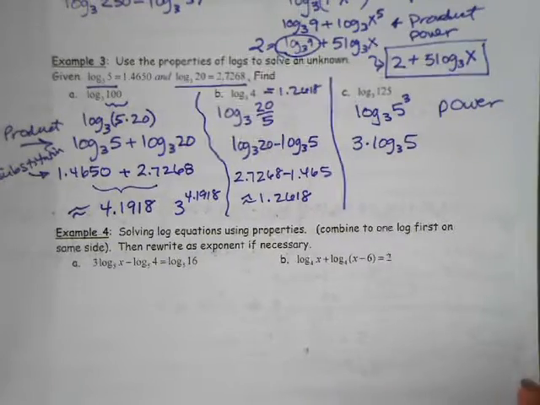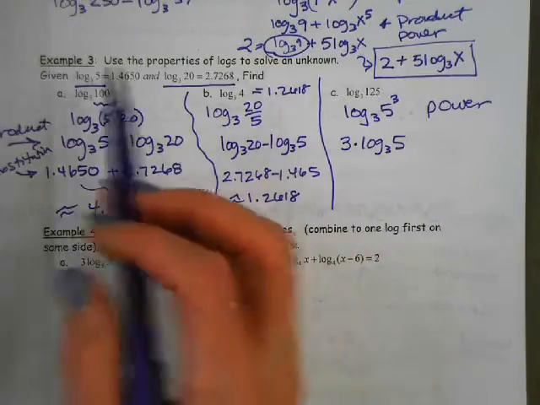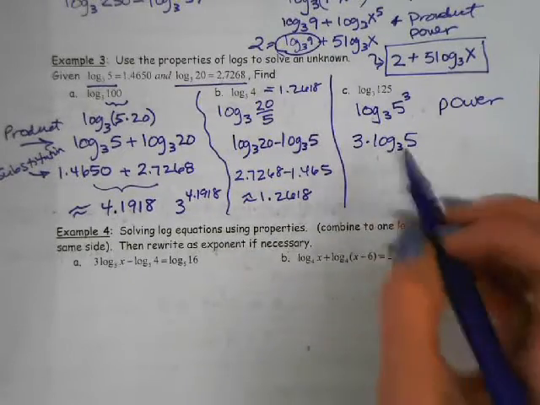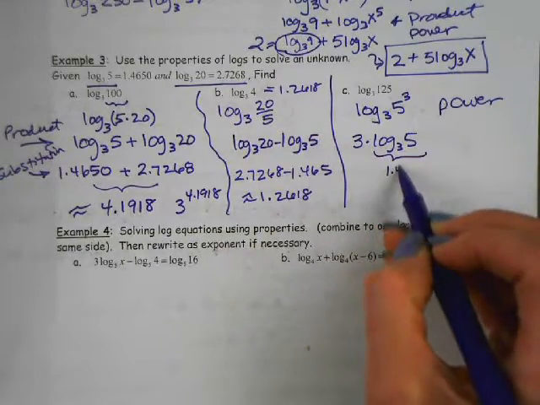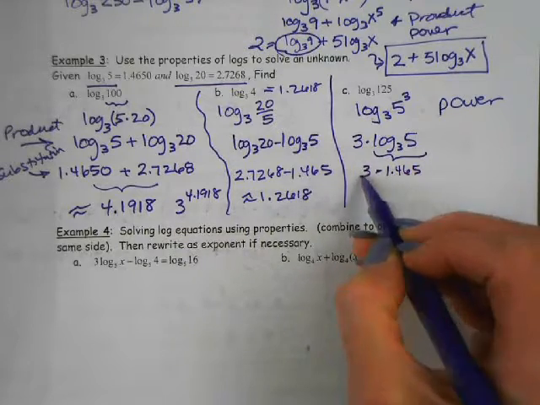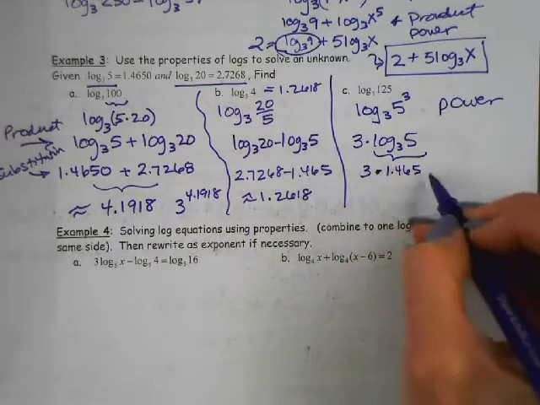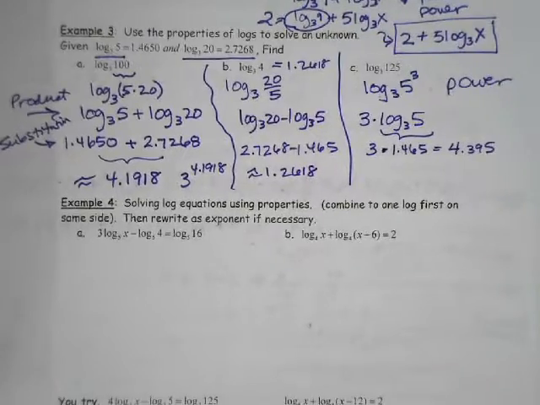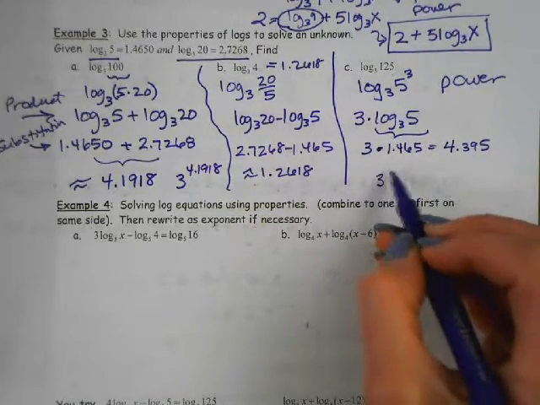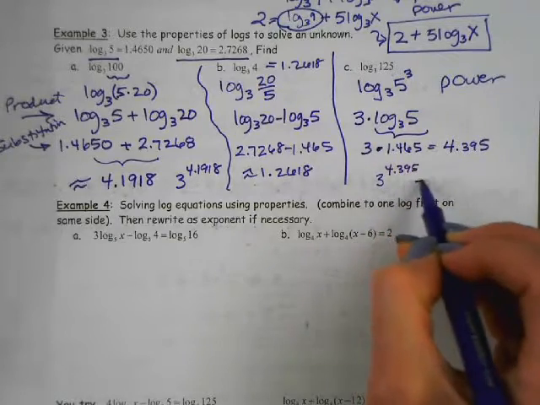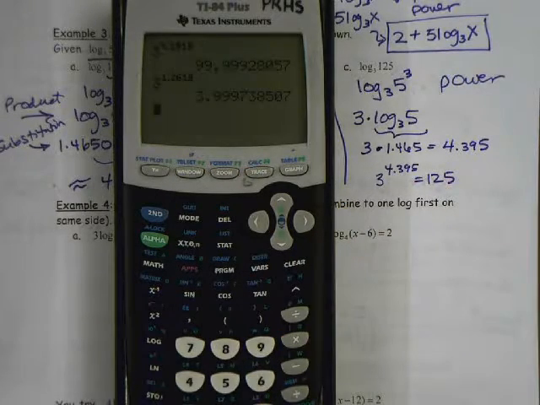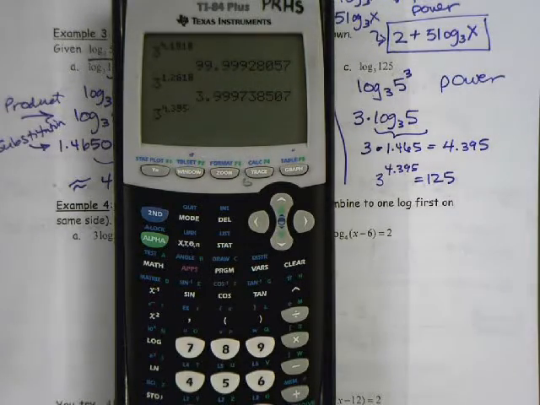And remember, the whole reason why we wanted to use 5 is because we want to use 5 or 20, because they've given us those values. So now I can substitute. This right here can be rewritten as 1.465, being multiplied by 3. It's multiplication, so that can be rewritten as 4.395. So what that is telling me is that 3 raised to the 4.395 equals 125. So let's see if that works. I have 3, I'm raising it to the 4.395, and it equals approximately 125.